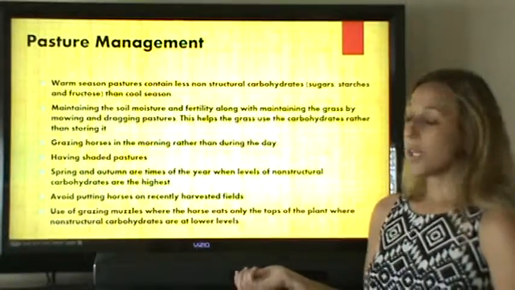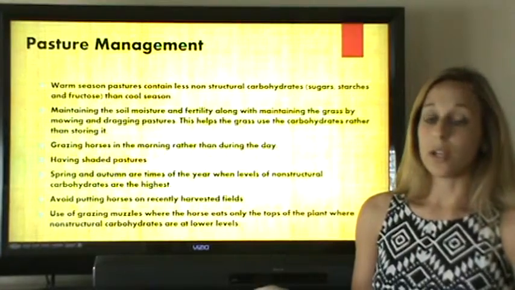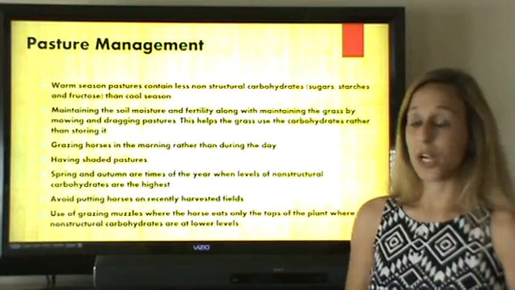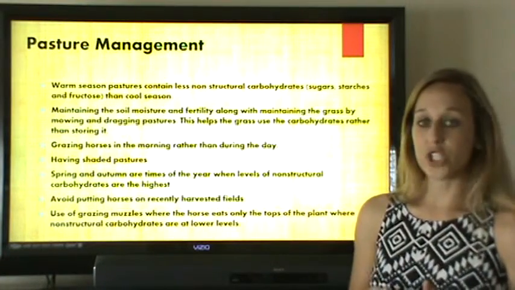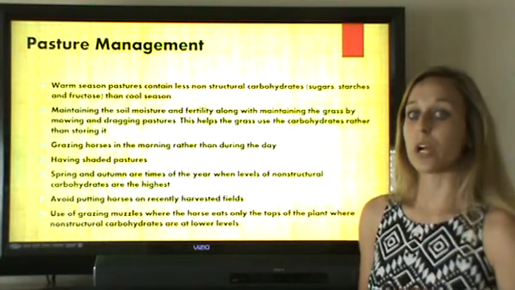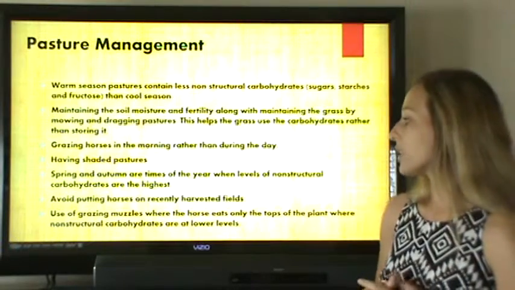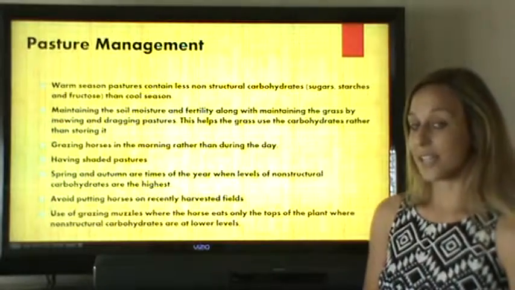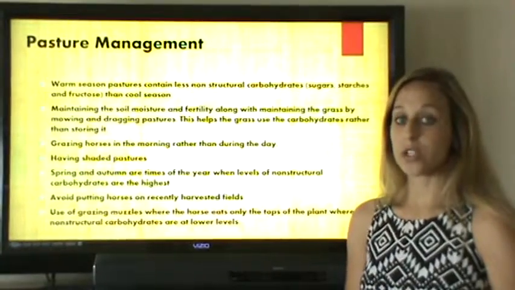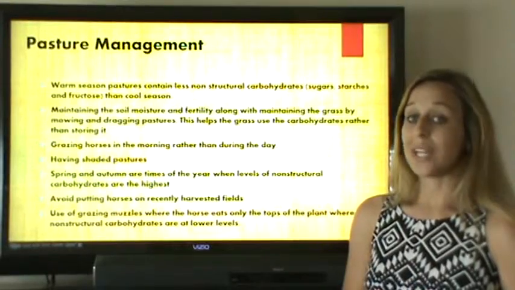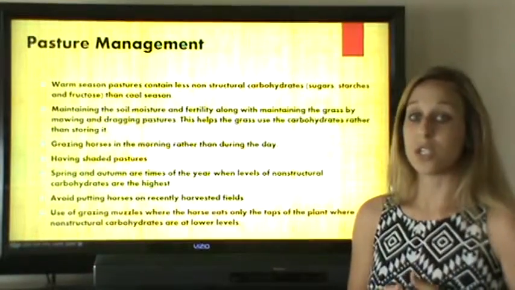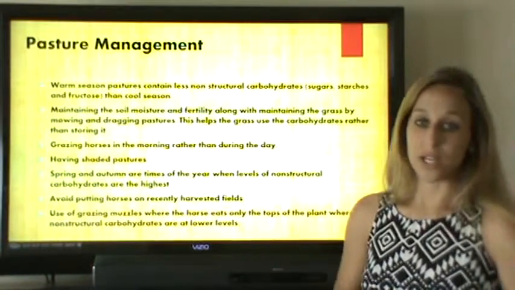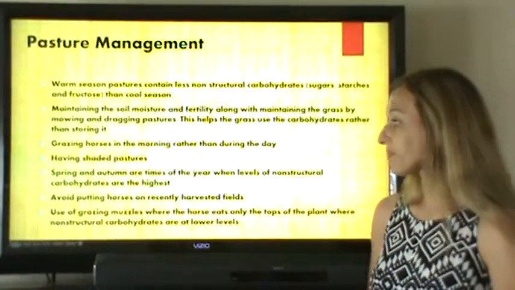Grazing horses in the morning rather than during the day, when carbohydrate levels are the highest, is another way, allowing them to graze in shaded pastures because the light brings out more of the carbohydrates. Spring and autumn are times of the year when levels of non-structural carbohydrates are the highest. So these are times when you really need to watch horses and make sure that they're not showing any signs of laminitis, especially those horses that you know already have issues with digestive things.